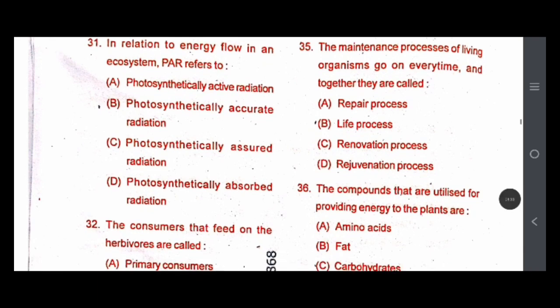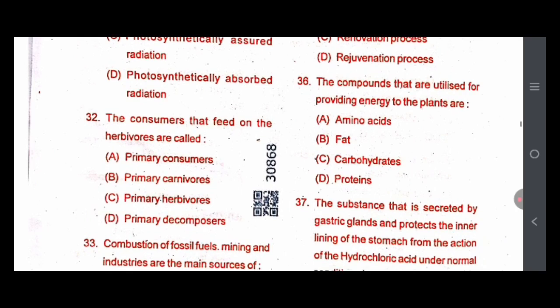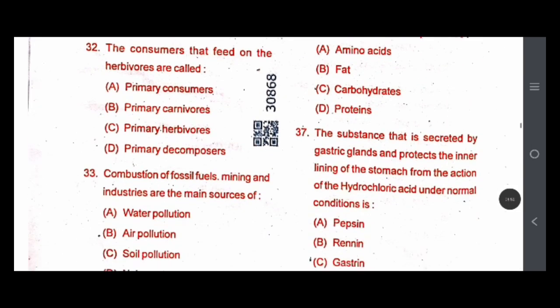35. The maintenance process of living organisms go on every time and together they are called life process. 36. The compounds that are utilized for providing energy to the plants are carbohydrates.